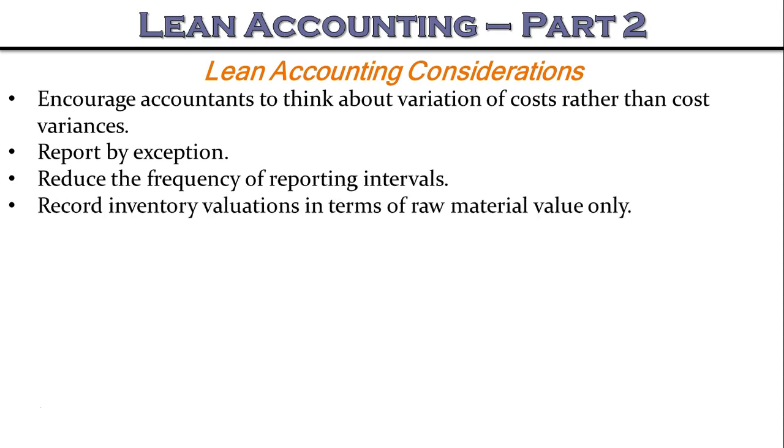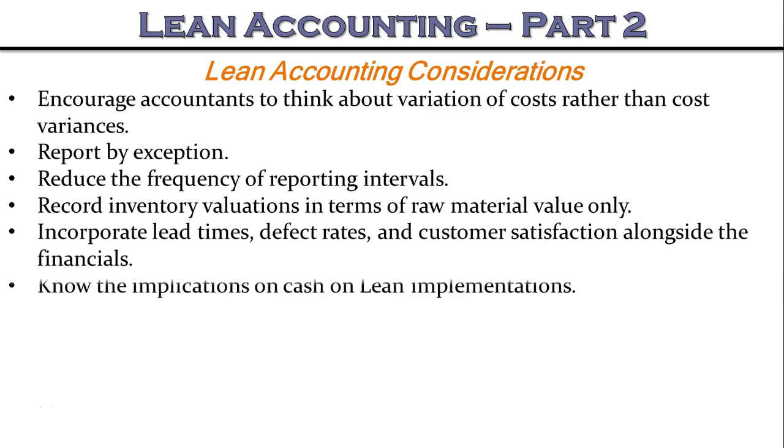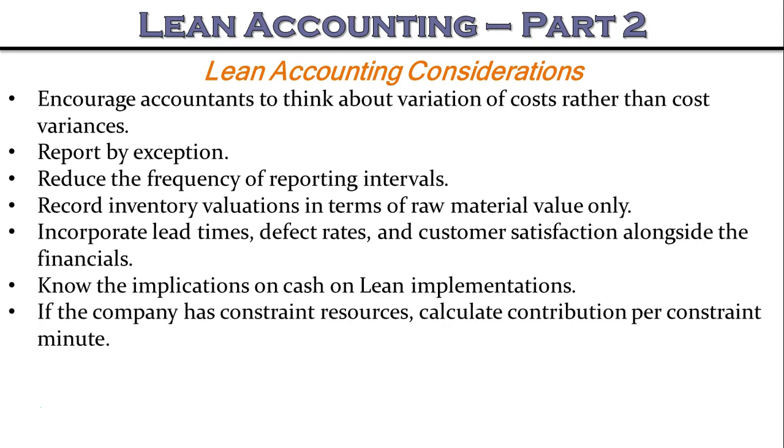Record inventory evaluations in terms of raw material value only. Do not accrue value. Do not show deferred labor and overhead as costs that have been accrued into inventory. Incorporate lead times, defect rates, and customer satisfaction alongside the financials. Note the implications on cash on lean implementations. And if the company has constrained resources, calculate contribution per constrained minute. Know what the opportunity cost of an hour lost or gained at a constraint will be and get the accountants to cost it.